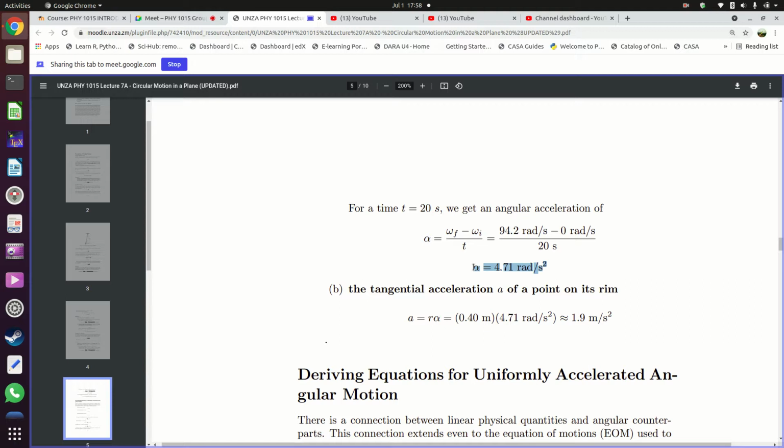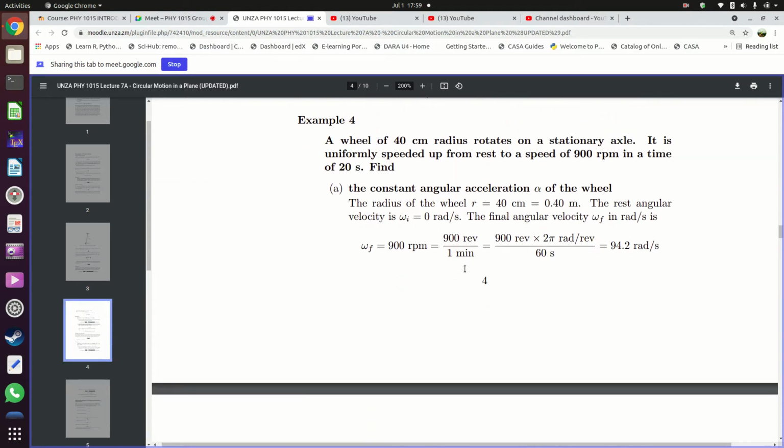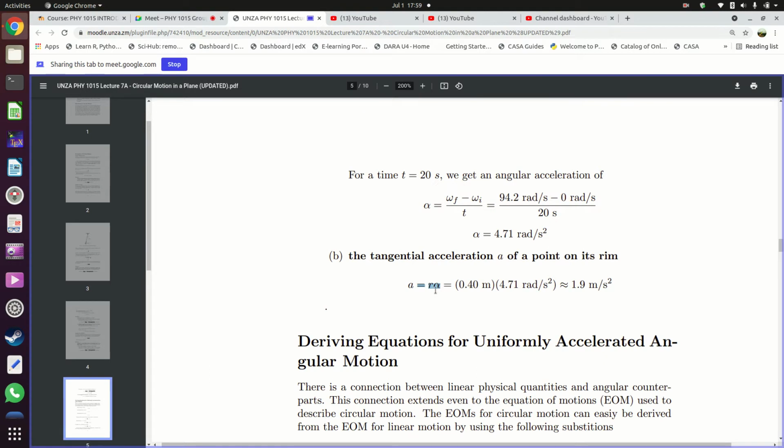So this is your angular acceleration. Your angular acceleration is also related to your actual acceleration in a straight line, like this: a is equal to r alpha. a is your acceleration in a straight line. Now that you've got alpha, which is 4.7 radians per second squared, you can multiply it by the radius r. We were told it's 40 centimeters, but you have to change the centimeters into meters. So a is equal to 0.4 meters multiplied by 4.7 radians per second squared, and you end up with an acceleration of approximately 1.9 meters per second squared.